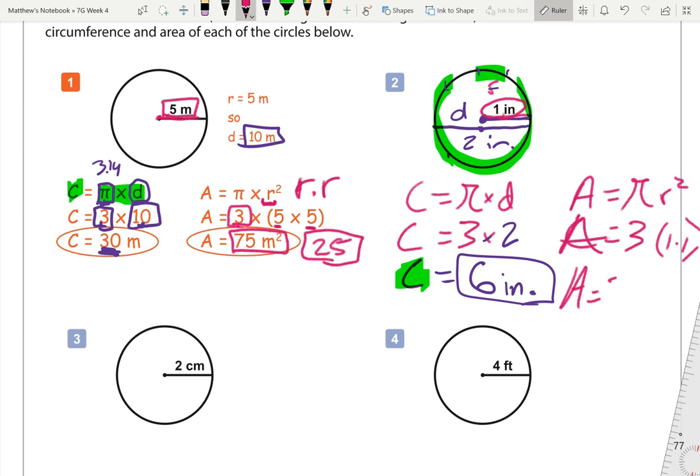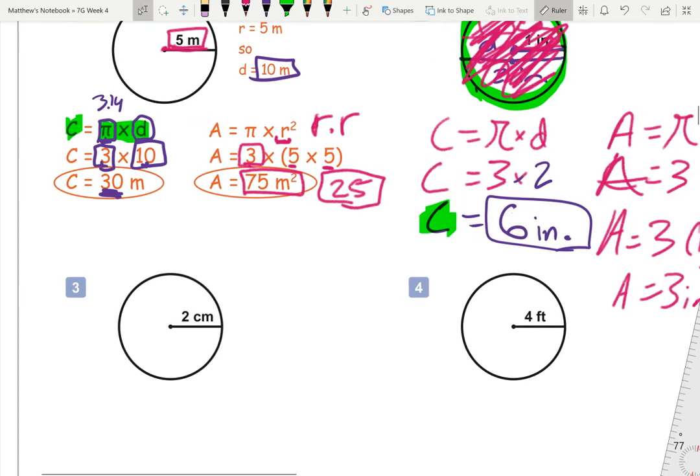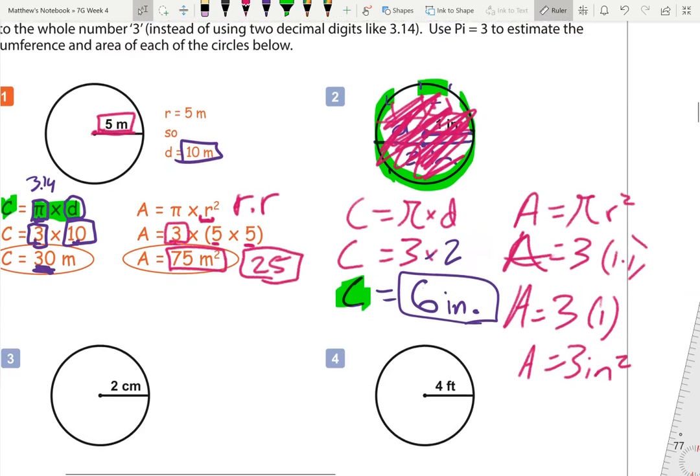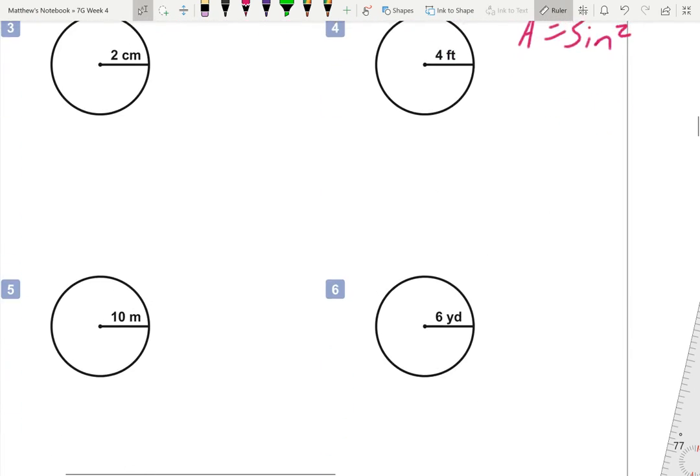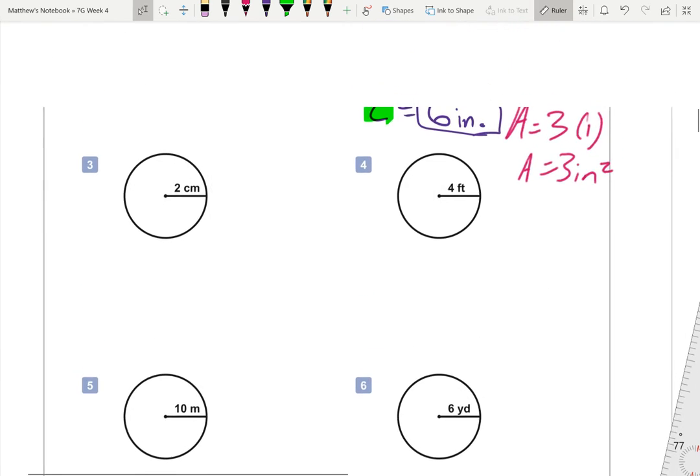And that's going to give me 3 times 1. And that's going to be just 3. And remember, that's going to be 3 inches squared because you could fill in the area here with some squares. All right, so you're going to go ahead and complete the rest of these on the worksheet.